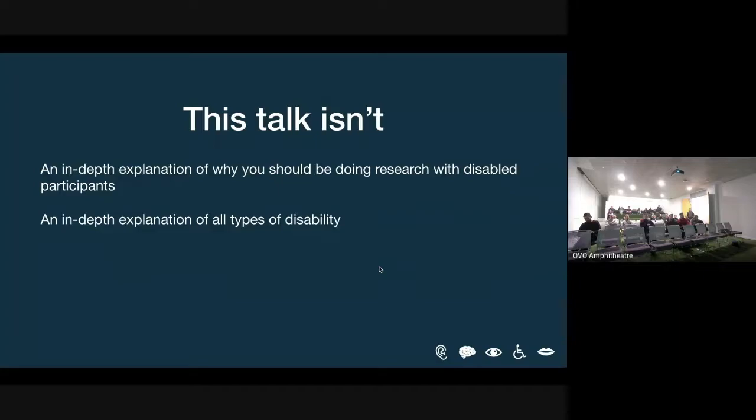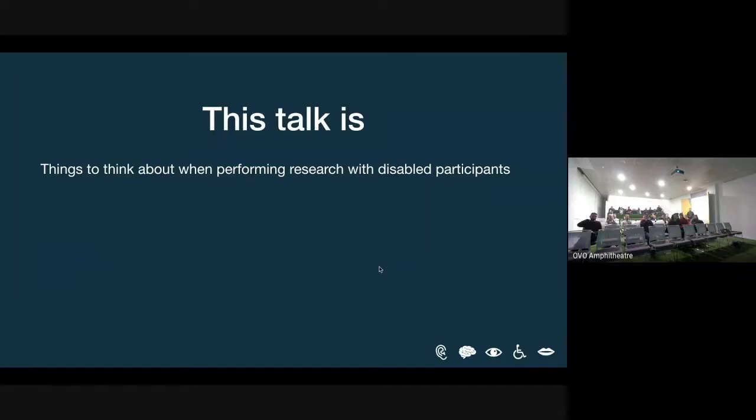So this talk isn't an in-depth explanation of doing research with participants. I'm also not going to explain all the different types of disability or why you should be doing it, because I'm hoping that you're here, so therefore you know you should be doing it. But this talk is about the practicalities of actually performing the research and making sure that it goes well for you and the participant.